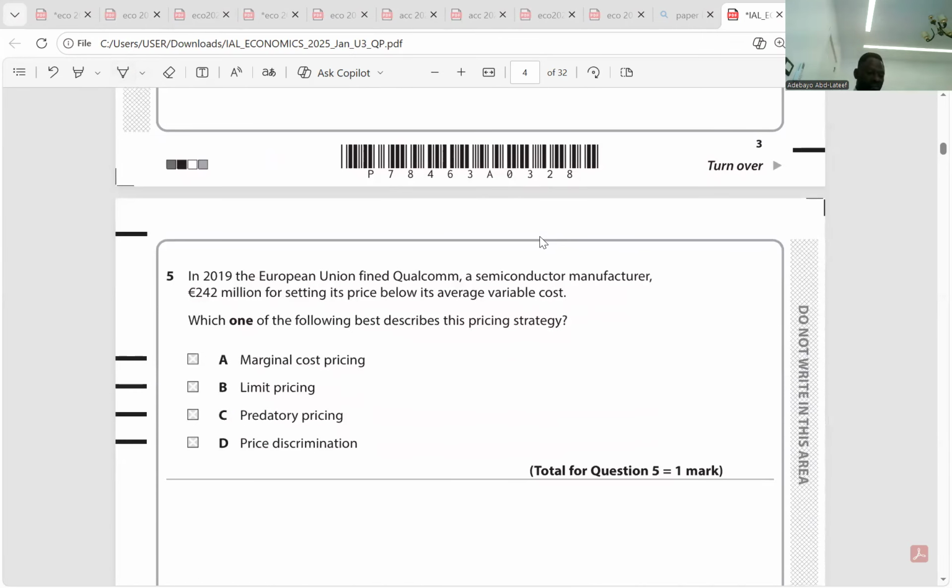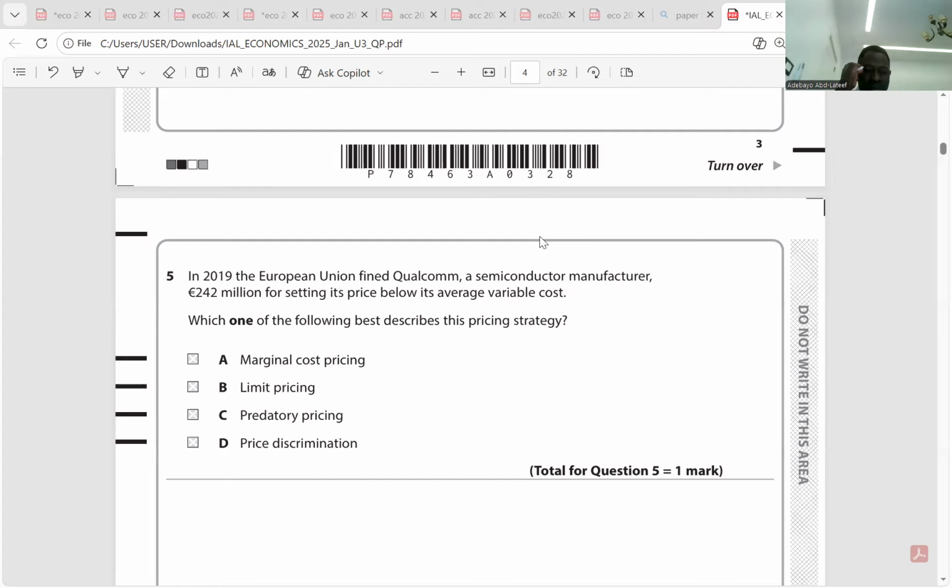Question 5. In 2019, the European Union fined Qualcomm, a semiconductor manufacturer, 242 million euros for setting its price below its average variable cost. Which one of the following best describes this pricing strategy? Marginal cost pricing? No. Limit pricing?